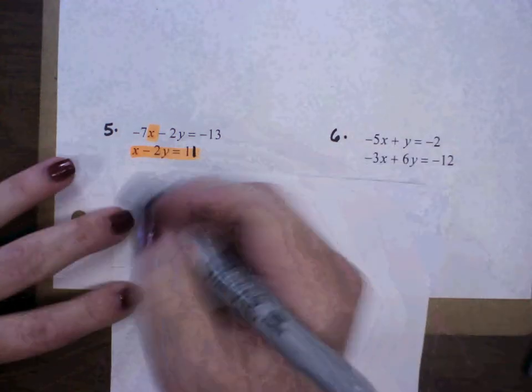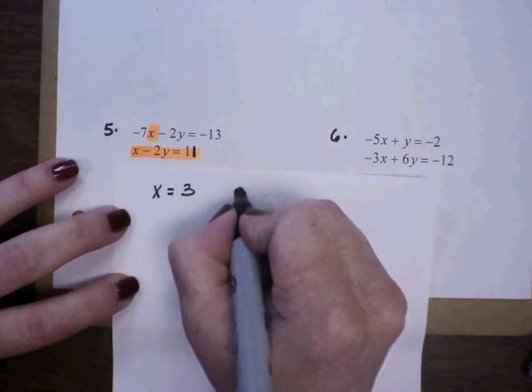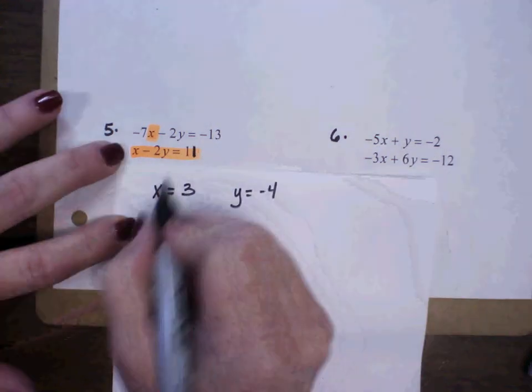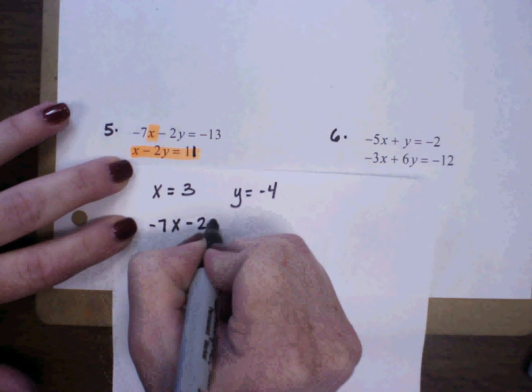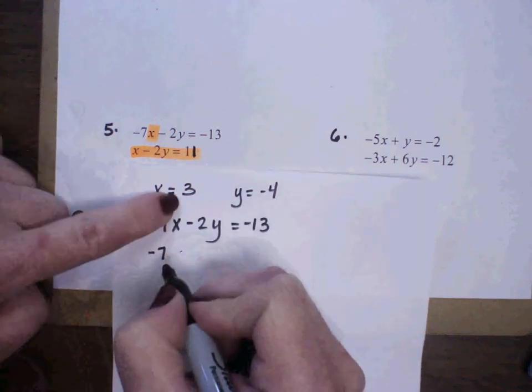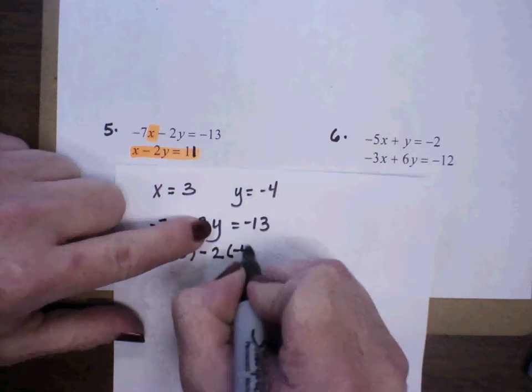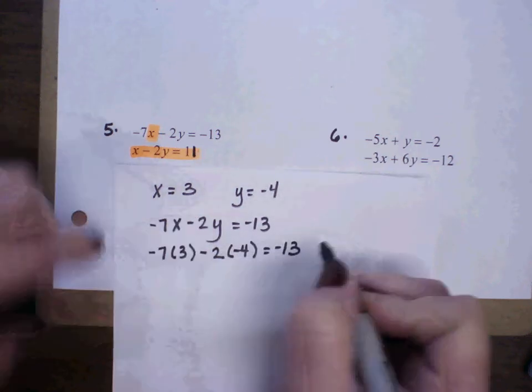I did it the wrong way. I'm sorry. I'm going to start again. So x equals 3 and y equals negative 4. So it would be negative 7x minus 2y equals negative 13. So instead of the x, you put the 3. And instead of the y, you put the negative 4.